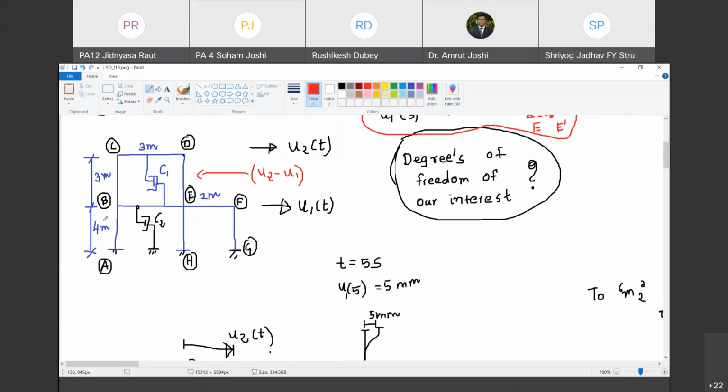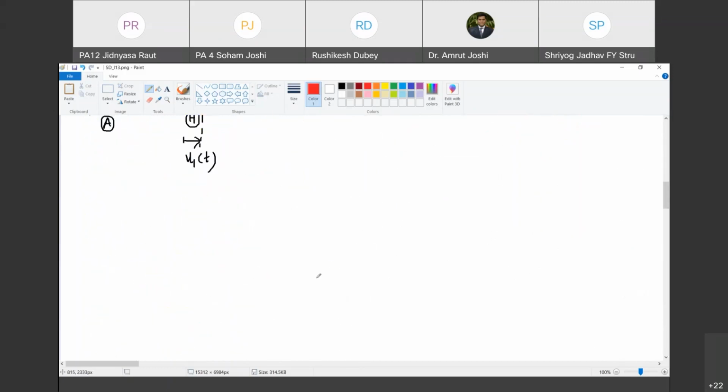Yes, sir. Sir, one question. Is it practically possible that u2 of t and u1 of t are the same? Yes, why not? I will give you an example. This is a digression. This is not what we were discussing, but as you have raised it, I will answer the question.